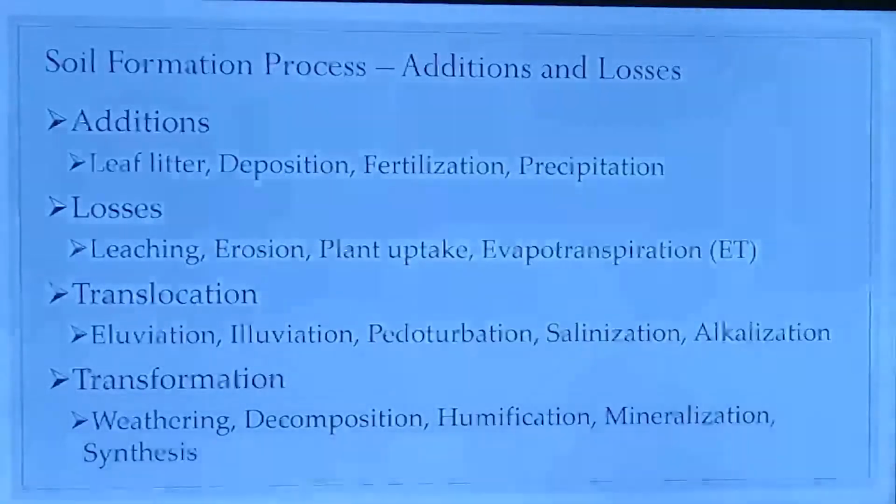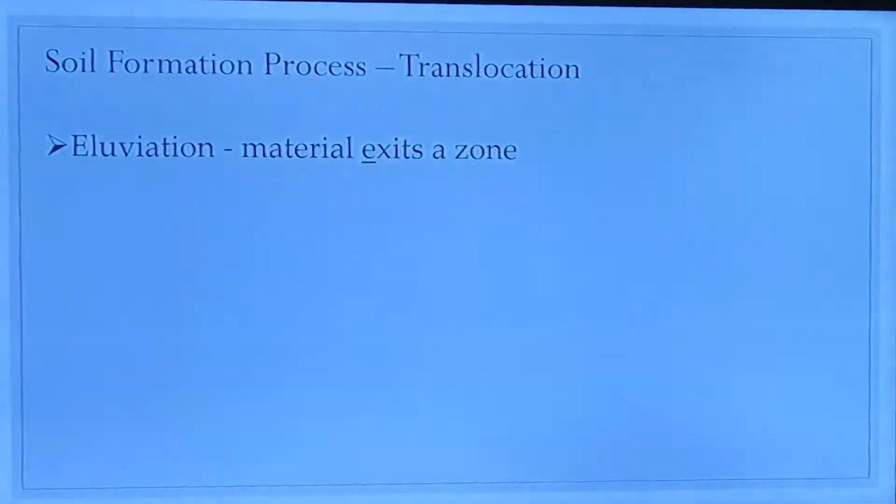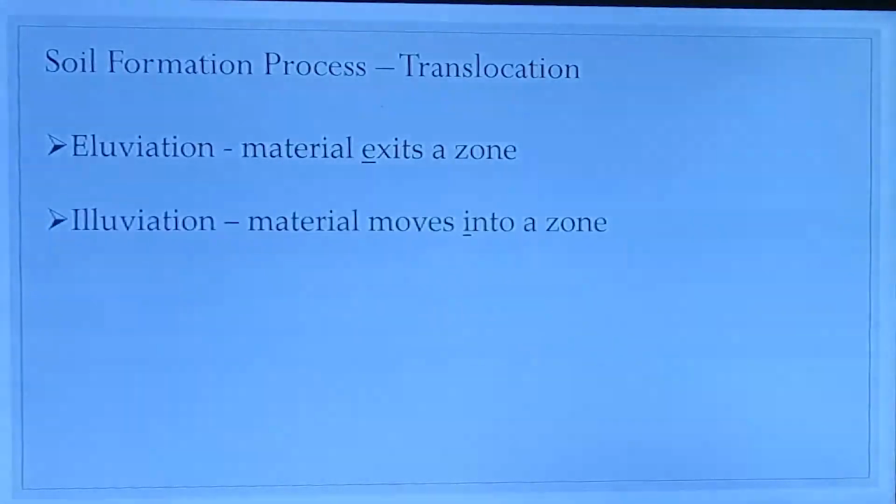Some of you might have read this in the soils around us, that the zone of eluviation, you can think that E means exit. So this is from the A horizon into the B horizon. The zone of illuviation. So this is going to be from the B horizon into the A horizon.